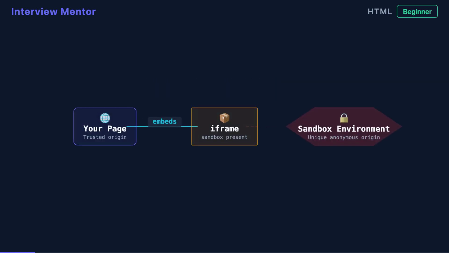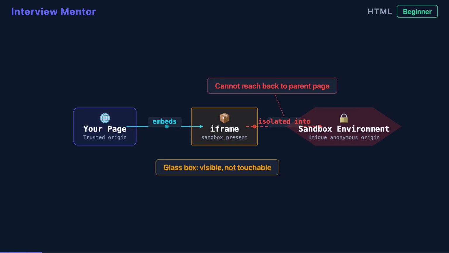When you add the sandbox attribute to an iframe, the browser immediately drops that embedded content into a highly restricted execution environment. By default, with sandbox present and nothing else, the iframe can display content, but almost nothing else. It cannot run JavaScript, submit forms, open popups, or access cookies. It is treated as a completely separate origin from your page, even if it comes from the same domain.